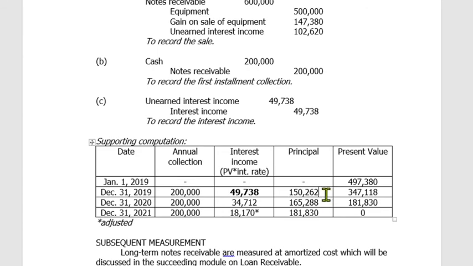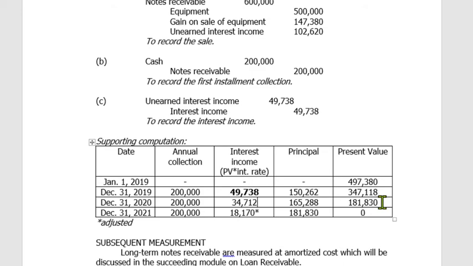So, itong 150,262 na to, ibawas mo to doon sa present value na 497,380, you will get 347,118. Itong 347,118, i-multiply it to 10%, kaya ang lalabas dyan, 34,712. Ito yung interest naman for 2020. So, 200,000 minus 34,712 is equal to 165,288, the principal. Itong 165,288, ibawas mo ito doon sa 347,118, you will get 181,830.